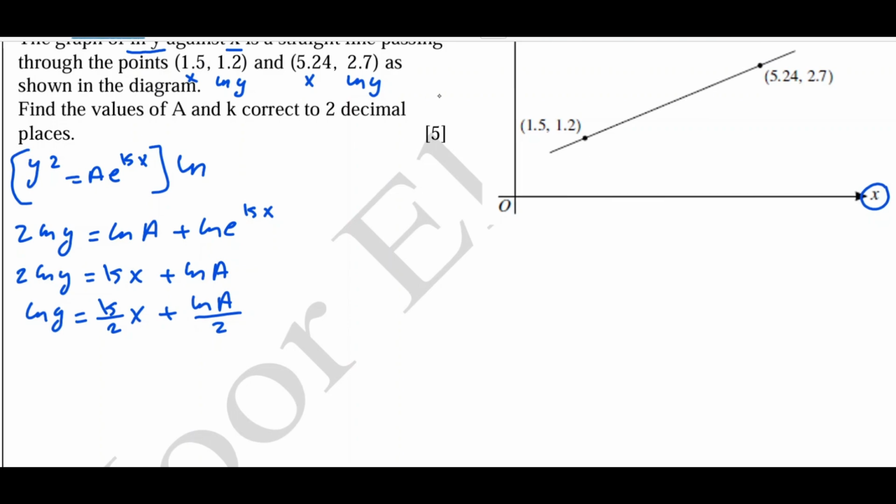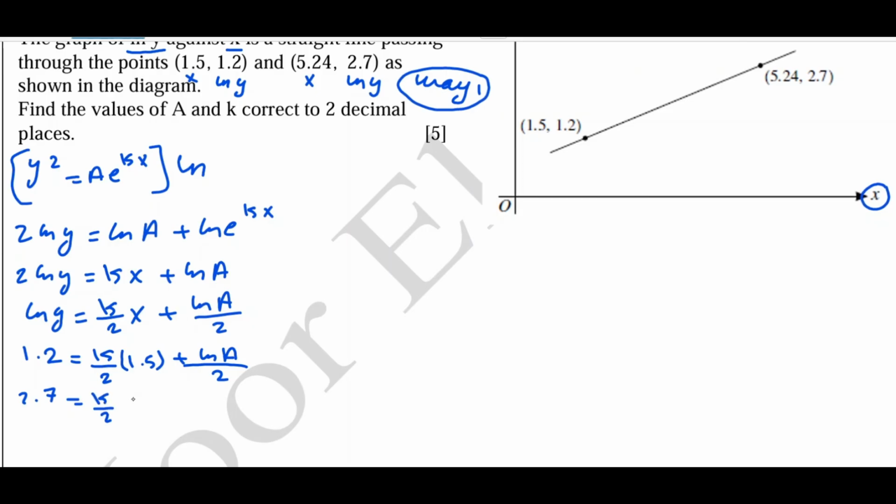As I said before, I have two ways to solve these questions. I'm going to use way 1 to solve this question. Way 1 depends on having two equations and solving them simultaneously. The first equation: 1.2 equals k over 2 times 1.5 plus ln A over 2. Equation number 2: 2.7 equals k over 2 times 5.24 plus ln A over 2.